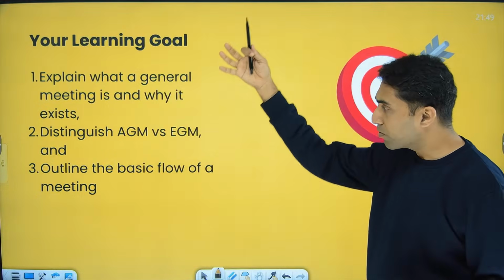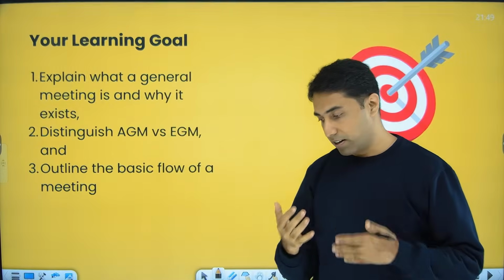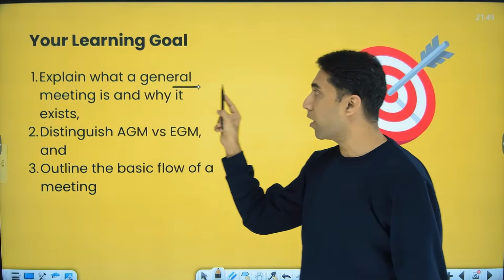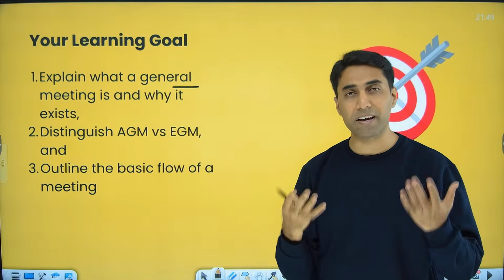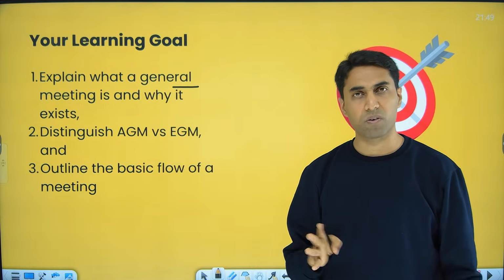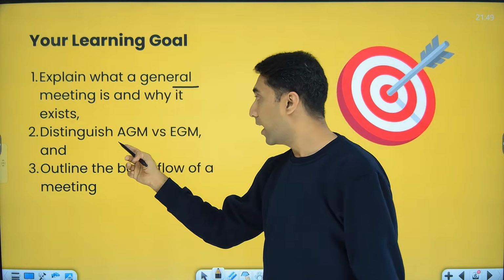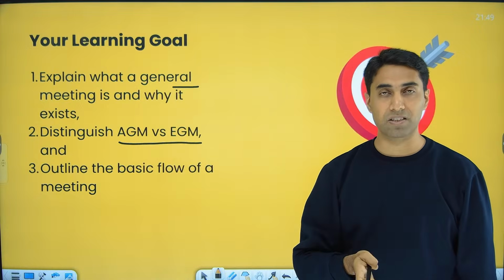Okay. So when you study this chapter, I'm giving you an idea, even in our classes we do this. When you study this chapter, you should get an idea of what a general meeting is and why it exists. So if anybody asks you, you should be able to tell why it is there, instead of simply going into the section, like why is it even there, the difference between AGM and EGM. What is AGM?